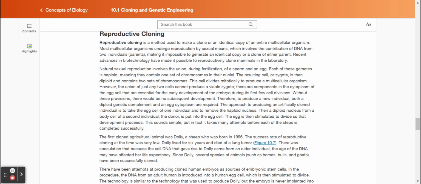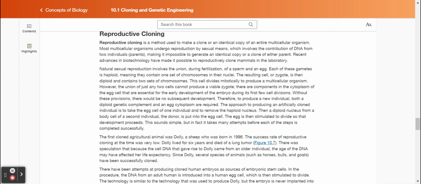Natural sexual reproduction involves the union, during fertilization, of a sperm and an egg. Each of these gametes is haploid, meaning that they contain one set of chromosomes in their nuclei. The resulting cell, or zygote, is then diploid and contains two sets of chromosomes. This cell divides mitotically to produce a multicellular organism.